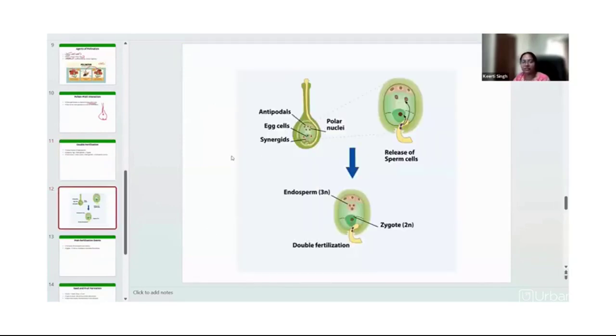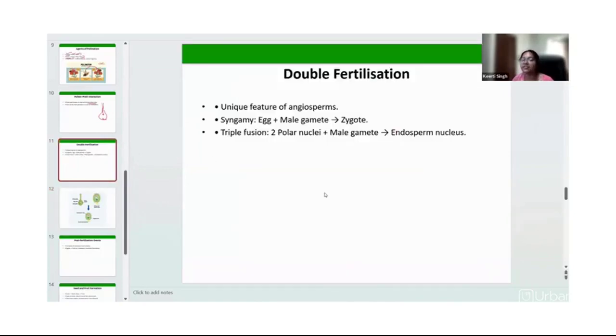Okay, this is the diagram. This diagram is actually showing you the double fertilization. It is the characteristic feature of angiosperms. Why double fertilization? Because the fertilization is taking place two times, not a single time.